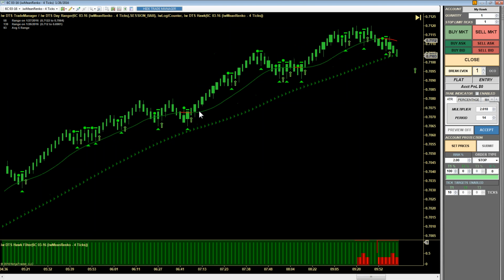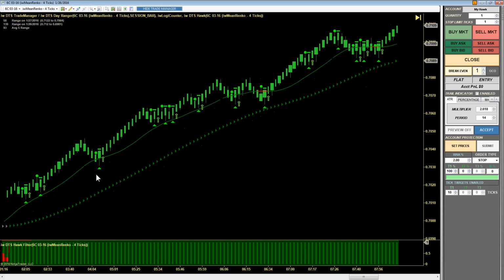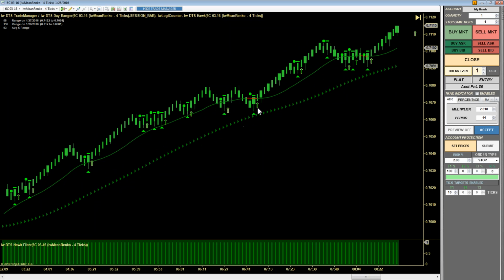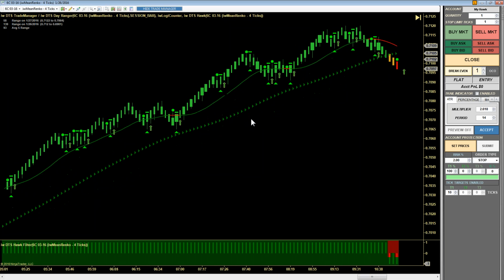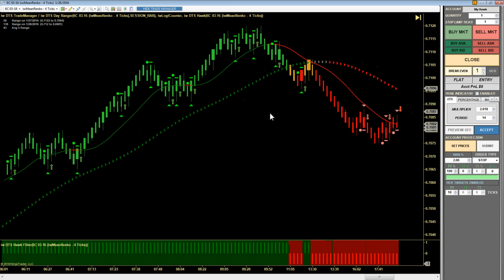This is the same day that I just showed you. So here's a first micro macro cross that developed about an hour into the London session. Here's the North American Open. We get a macro pullback signal. Here's another macro pullback signal.